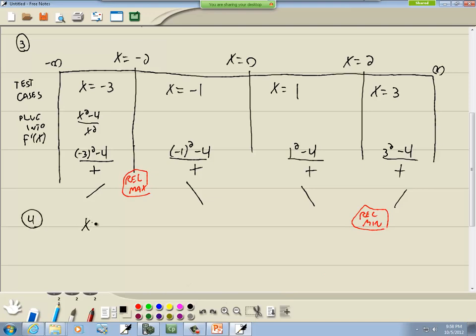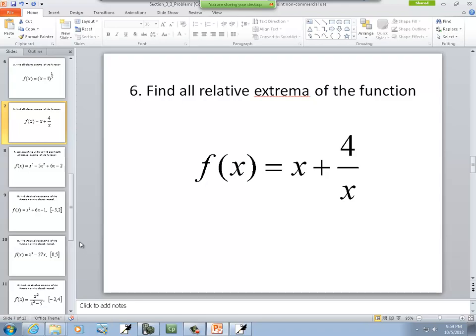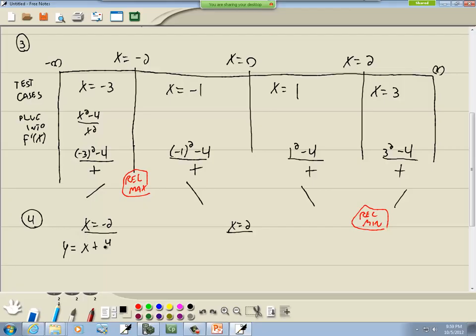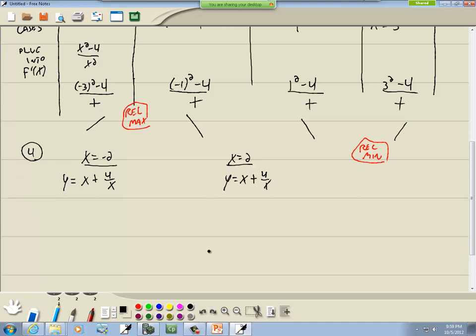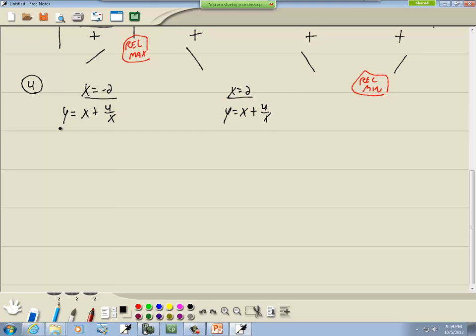Step 4, we want to plug those into our original function to find out what the y value is. Original function was x plus 4 over x. So let's see what those give us. If I plug in negative 2 here, I get negative 2 plus 4 divided by negative 2. 4 divided by negative 2 is negative 2. So we get y is equal to negative 4. So this is going to be a relative max at negative 2, negative 4.